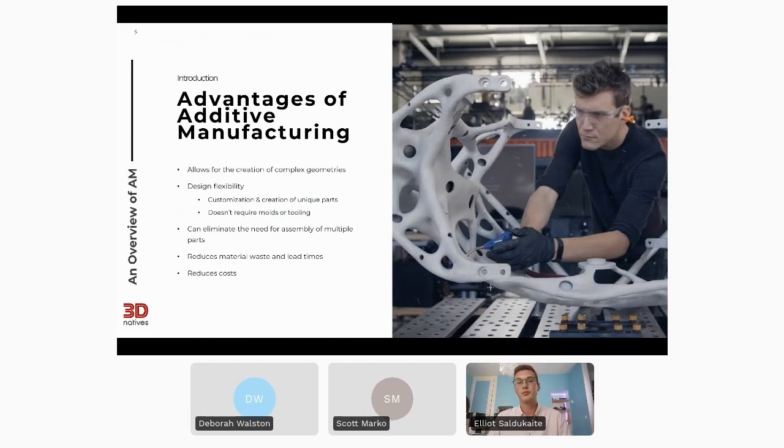For example, let's say on an airplane you have 10 parts to build one part of your wing. Well, with metal additive manufacturing, you would be able to replace those 10 parts with a single part, thus eliminating the need for assembly of those 10 parts to form the final part. By doing all of that, additive manufacturing can reduce material waste and lead times, thus reducing costs.